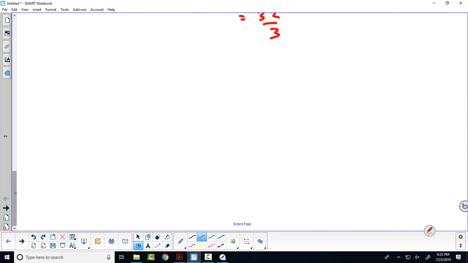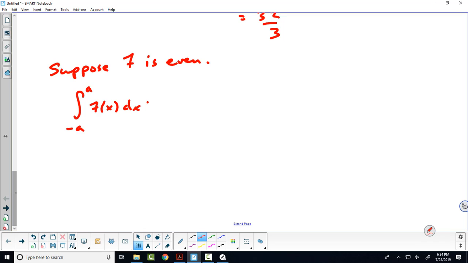So I want you to make this statement. Suppose f is even. Now, if you're not completely sure what an even function is, you might want to spend a little bit of time reviewing it. This is not a property that shows up all the time, but it is a helpful little time-saving property. Suppose f is an even function, then the integral from -a to a of f of x dx is just twice the integral from 0 to a of f of x dx. That's what we just discovered.